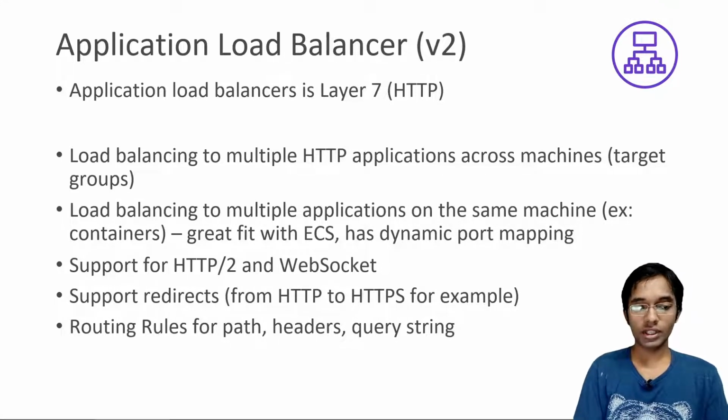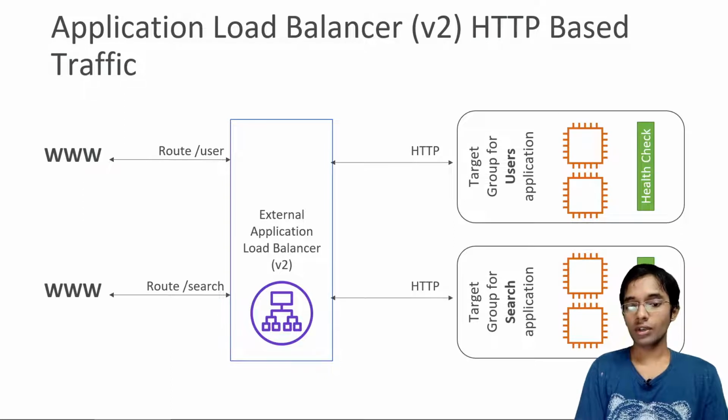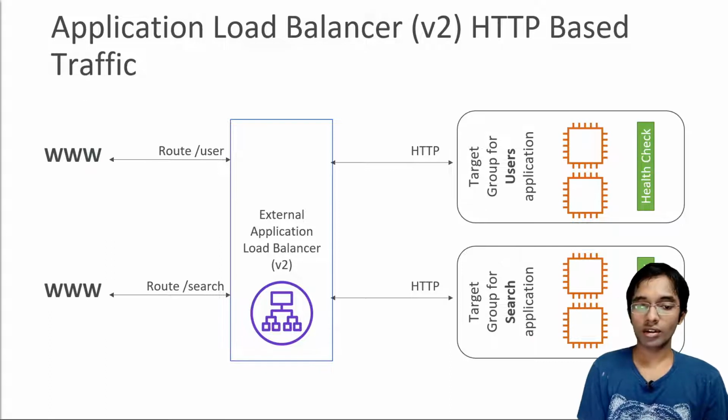So we will look at an example. Here we have an external application load balancer, v2, and two target groups. One is for users, accessible at the route /user, and the other is for search, available at the route /search. As you can see, each target group will have a different health check.